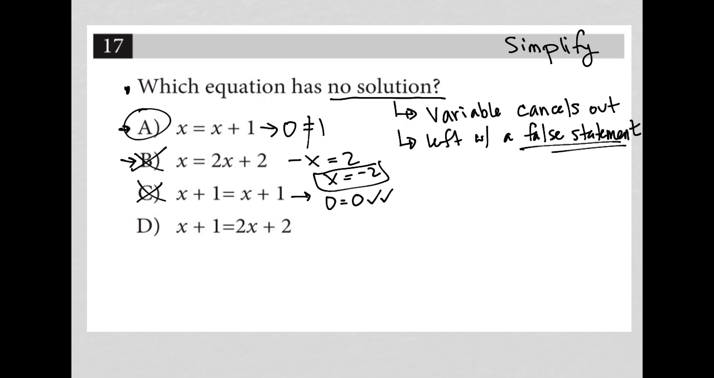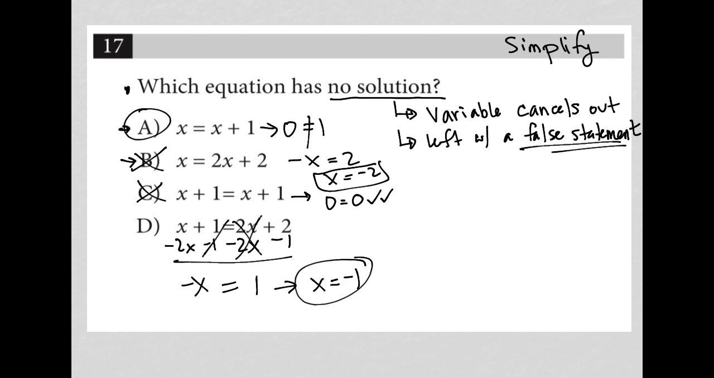Choice D, when I combine like terms, I'll just show it on this one, subtract 2x, and I'm going to subtract 1 and subtract 1. So here I get negative x equals positive 1, and therefore x is equal to negative 1, which again is a solution. We're looking for the answer choice that gives us no solution. That's why choice D is gone.